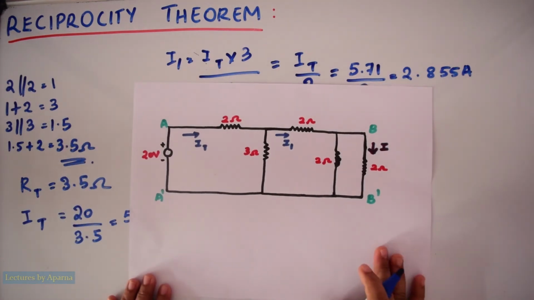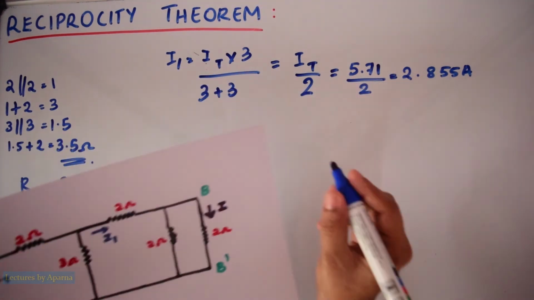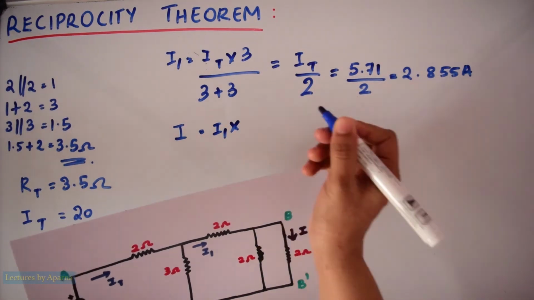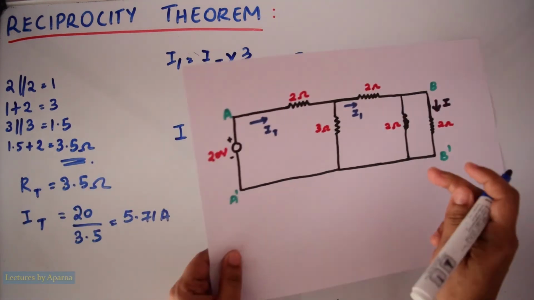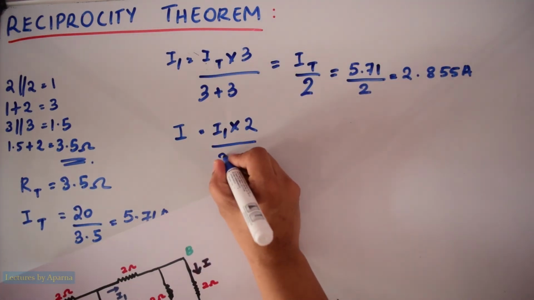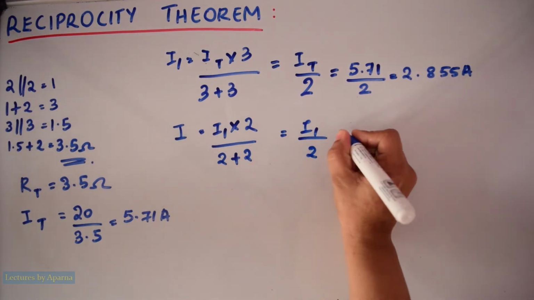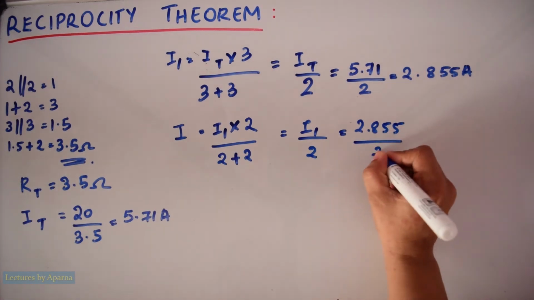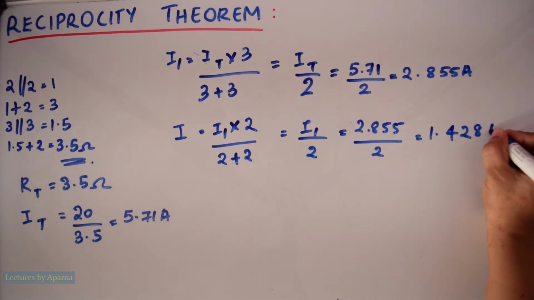Now we have to find the current I again using the current division rule. So I will be equal to this I1 into resistance in the other branch, 2 ohm, by total resistance, as 2 plus 2. This will again be equal to I1 by 2, which is equal to 2.855 by 2, which is equal to 1.428 ampere.